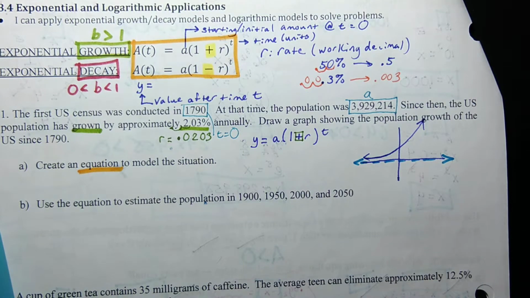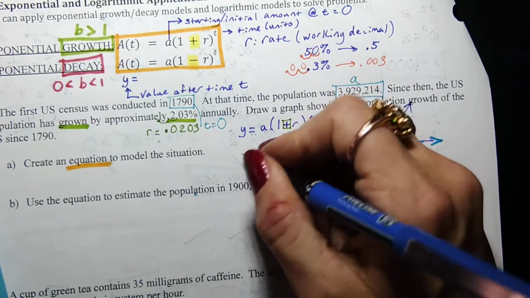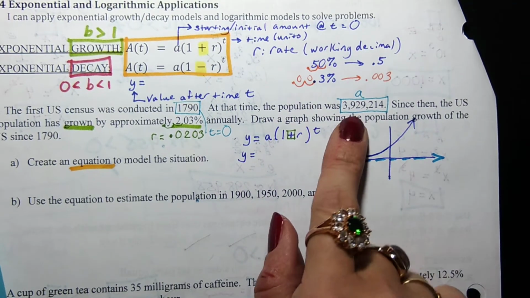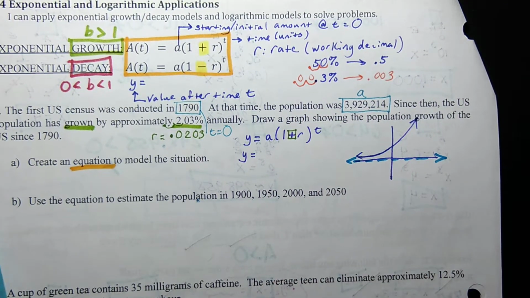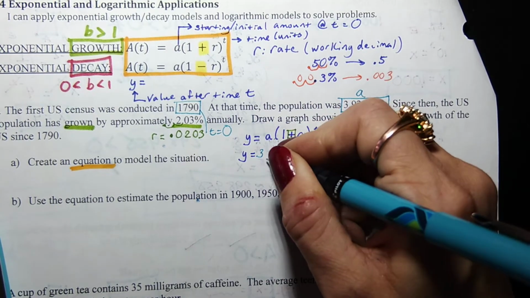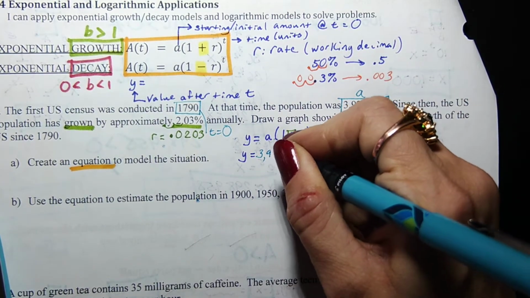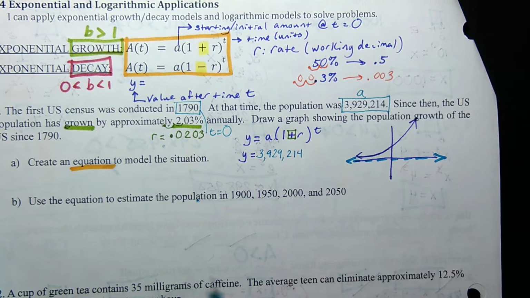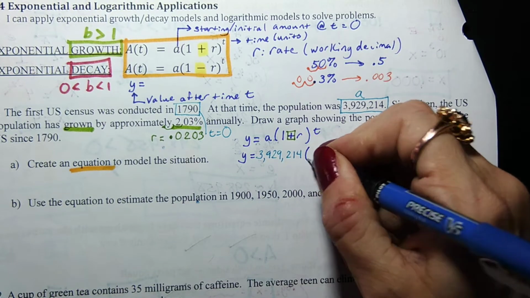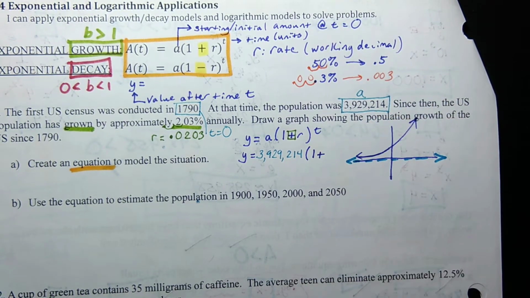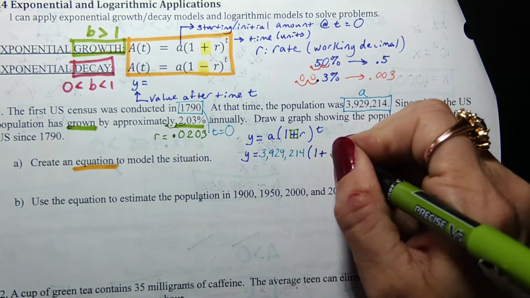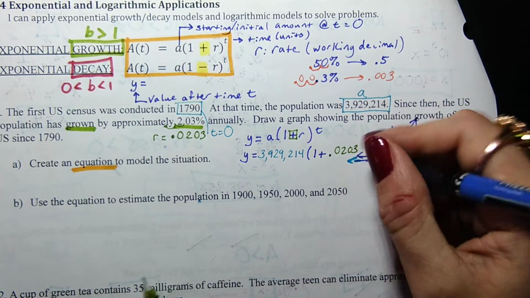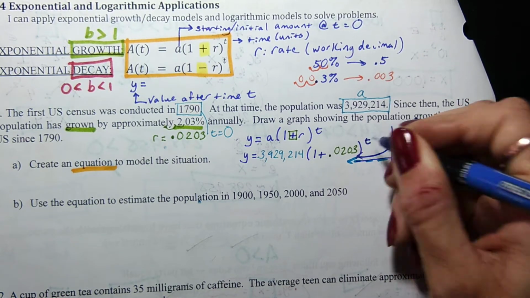And now we plug in the things that we know. Well, Y is just going to stay Y. Now our starting amount, A, is the 3 million, yada, yada, yada. So 3,929,214. And then 1 plus 0.0203, and then raised to the variable t.